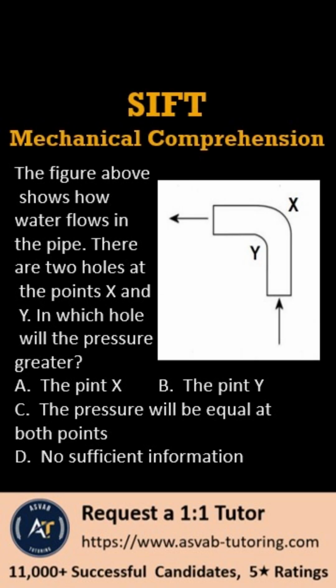The figure above shows how water flows in the pipe. There are two holes at the points X and Y. In which hole will the pressure of water be greater? A. The point X. B. The point Y. C. The pressure will be equal at both points. D. No sufficient information. The correct answer is A.